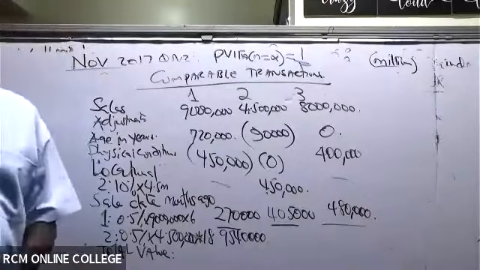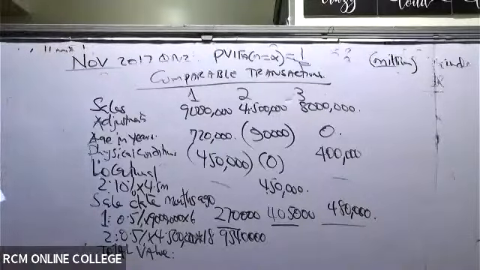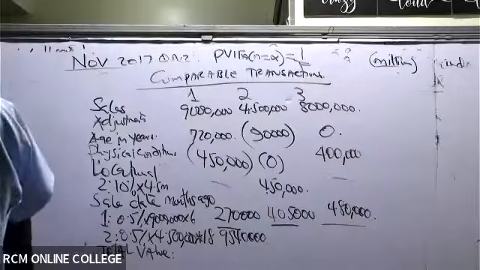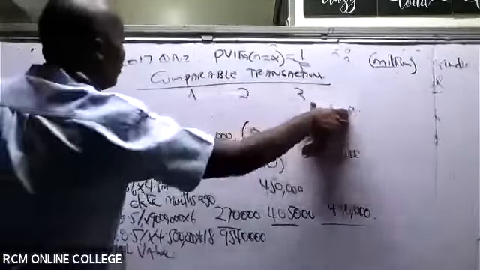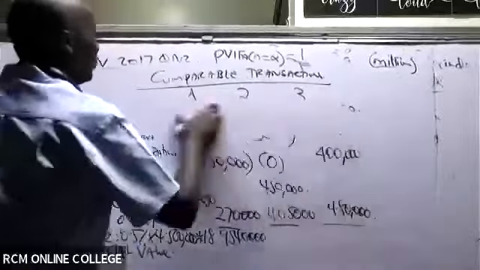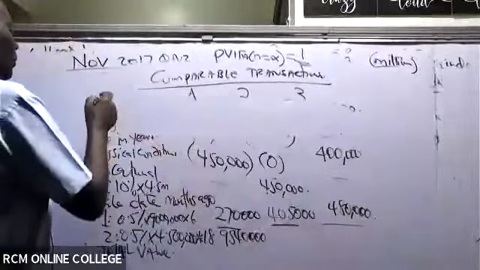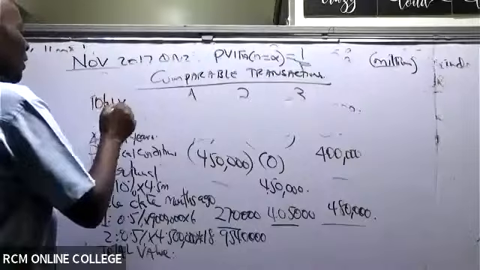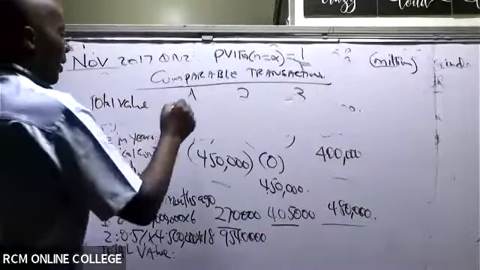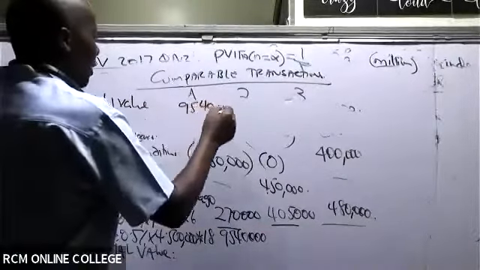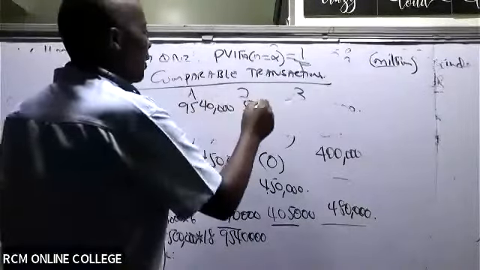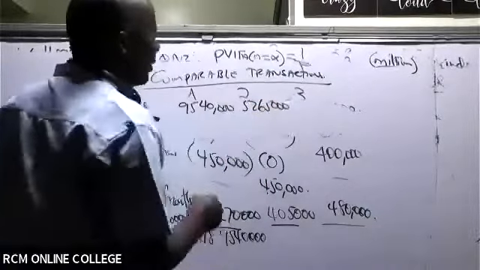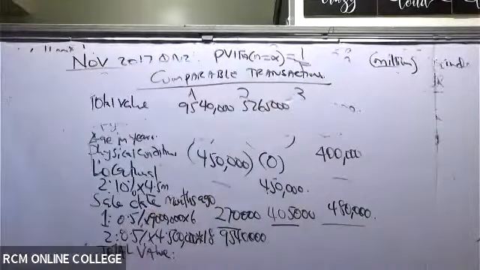So once you get the total value, this is 9,540,000. I don't know how much you're getting for the second one. 5,265,000. And then number three, the last one.